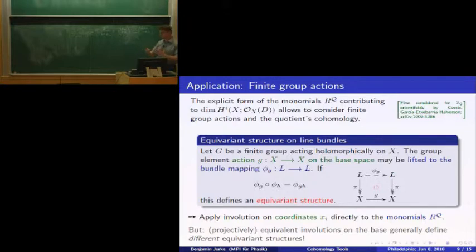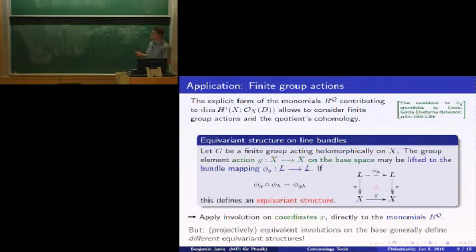So considering that we're counting rather explicit monomials, one can consider, what about if we have involutions on our toric variety, some kind of symmetry? We can very simply apply this symmetry mapping, which is defined on the base space of our toric variety, directly on the monomials which we're counting in the computation of the line bundle cohomology, right?